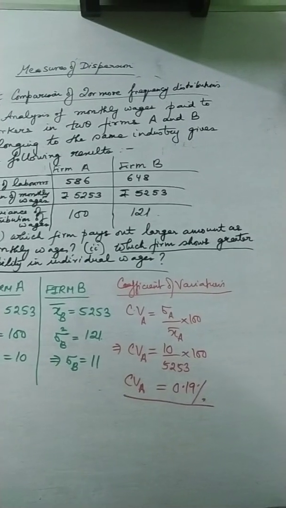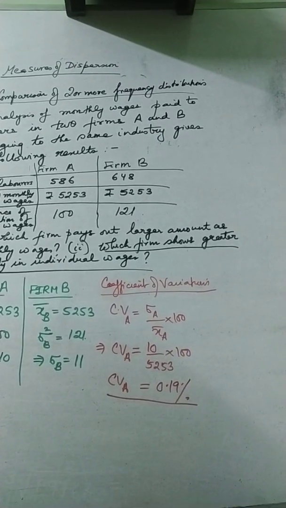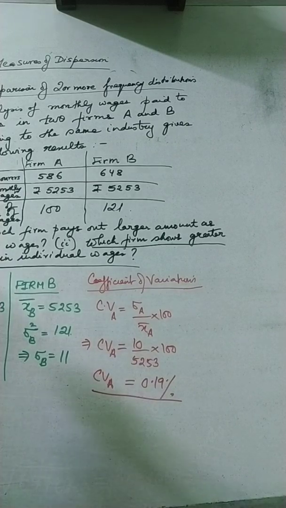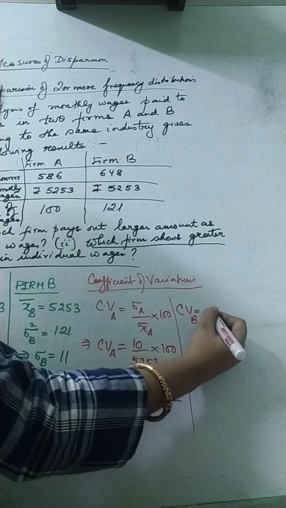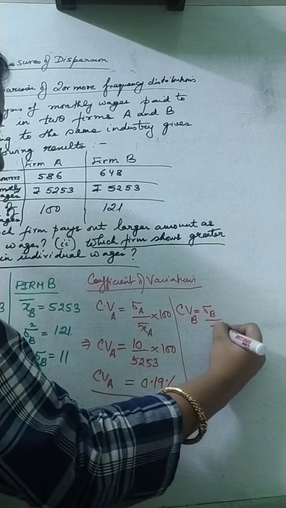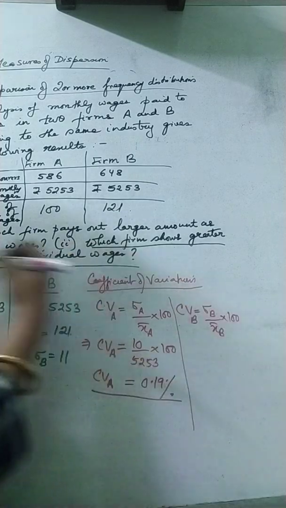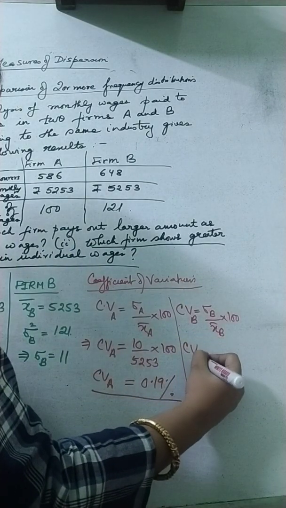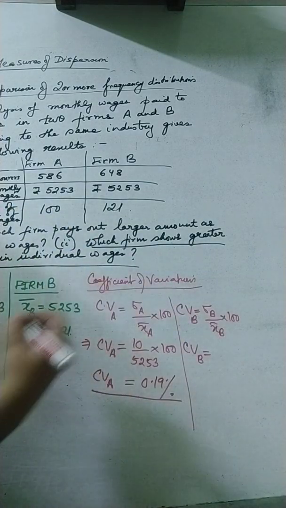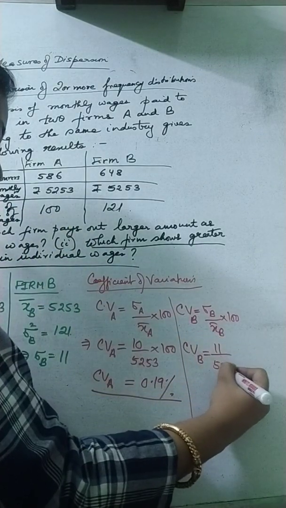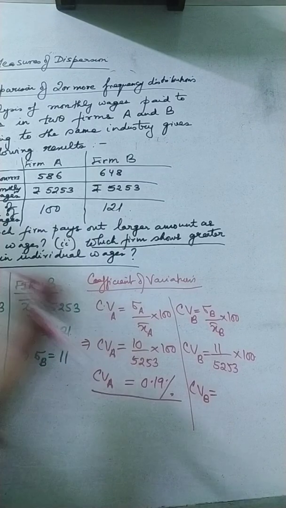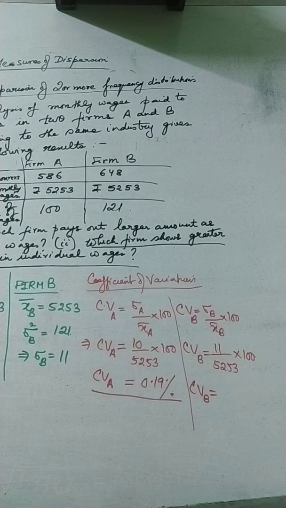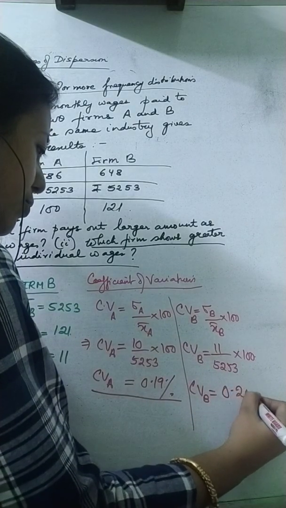Similarly, CV for the firm B. It will be sigma B by X bar B into 100. So CV for the firm B will be, what is sigma B? 11. X bar B is the same, 5253 into 100. So CVB will be something around 1100 by 5253. So that will give you 0.20%.